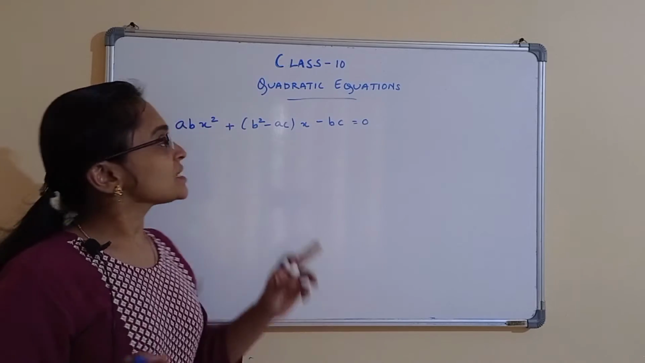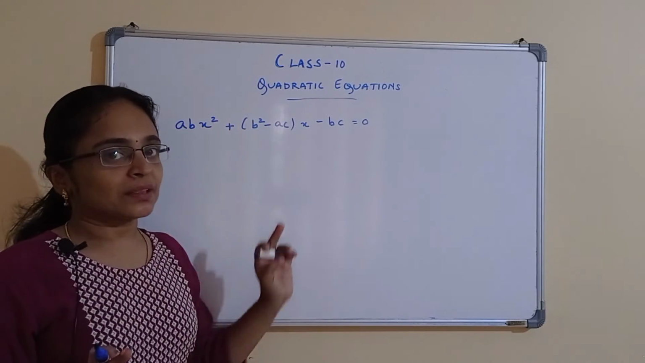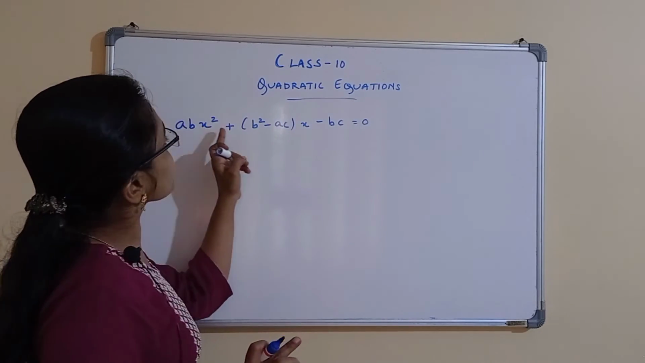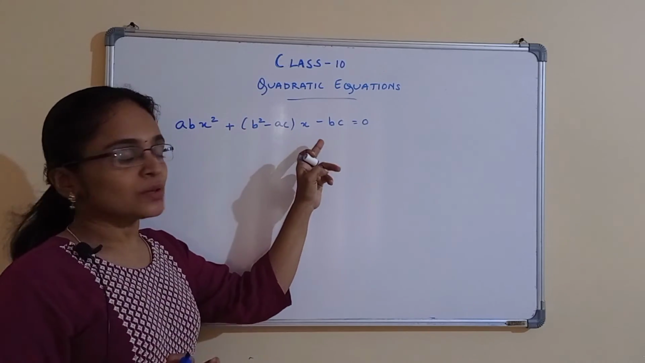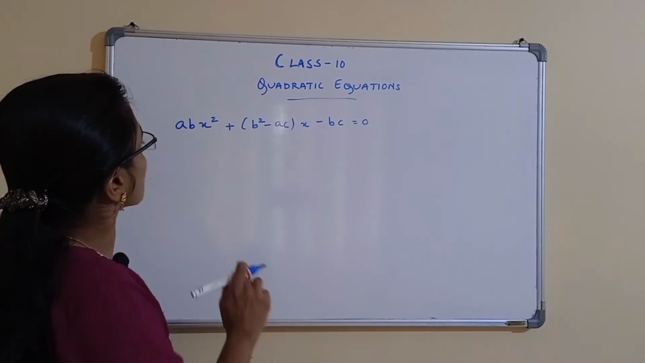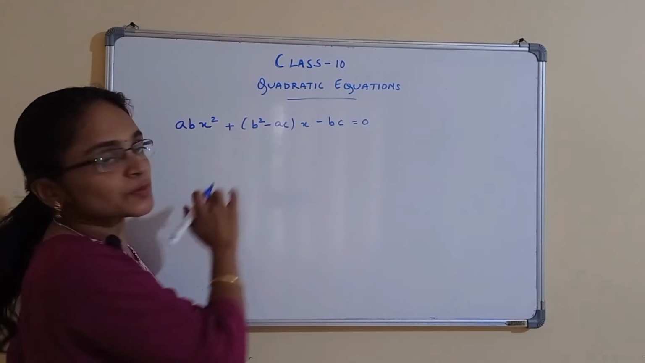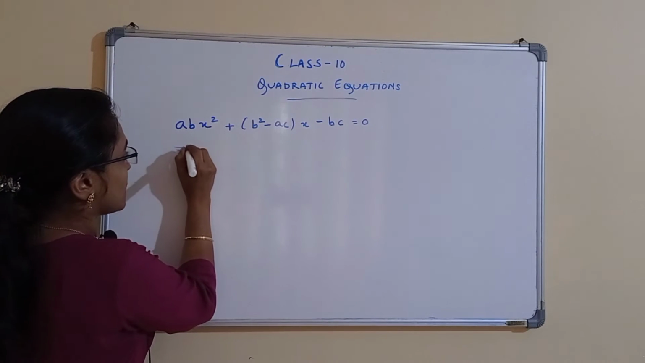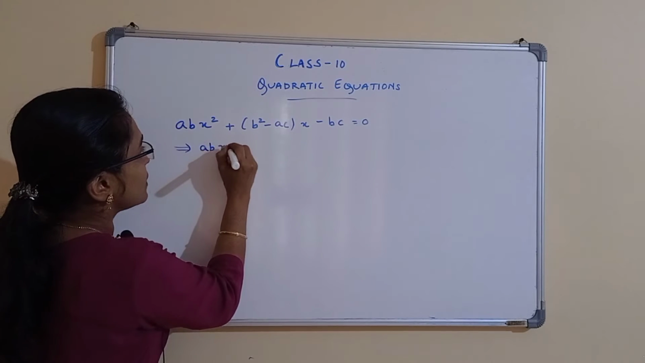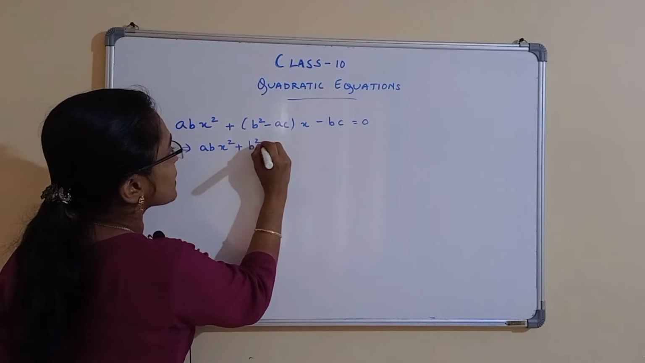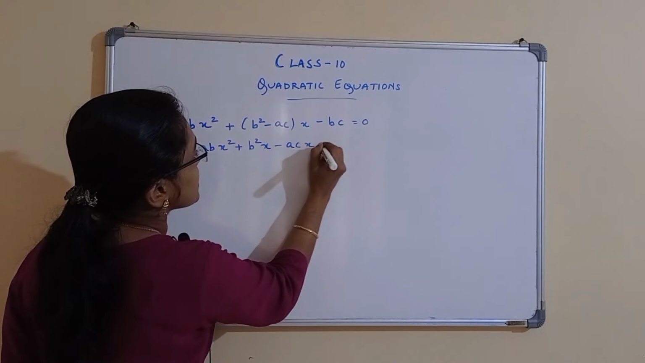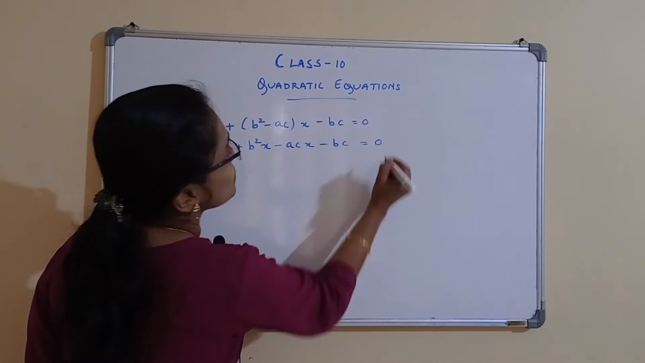Now, next question is we can solve this by the method of factorization. abx square plus b square minus ac into x minus bc equal to 0. So, what we have to do is first we can expand this. So, this implies abx square plus b square x minus ac x minus bc is equal to 0.